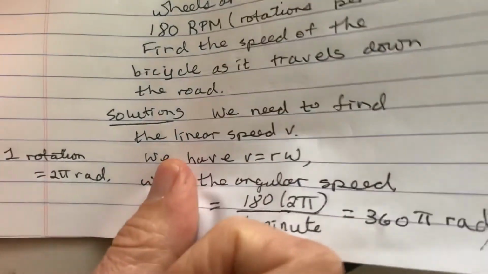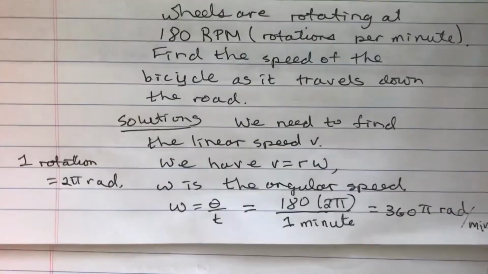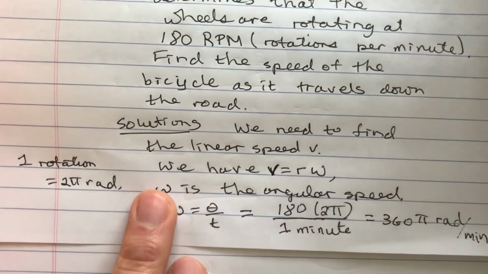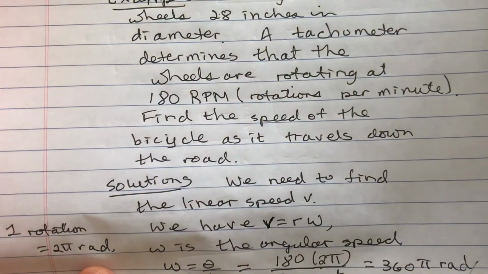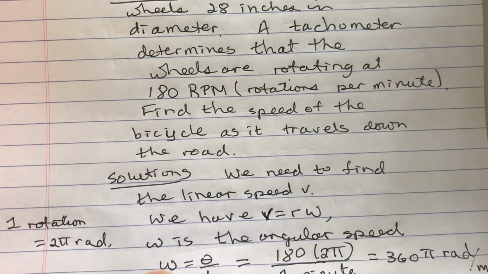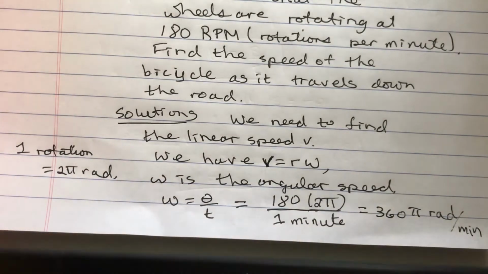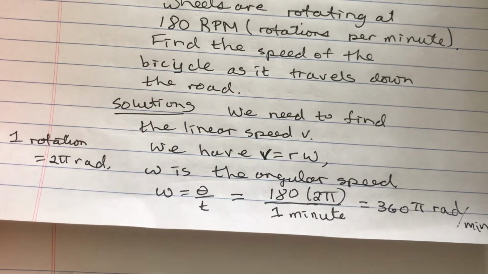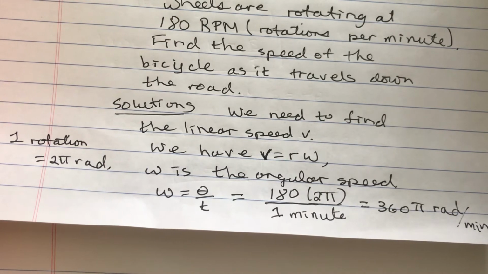Okay, so I have omega, and I can use this formula that V is equal to R times omega. So let's remind ourselves what R is. We want to use V equals R omega, and we have what omega is right there. R is 1/2 of the diameter. So R is going to be 1/2 of 28 inches. So therefore R is 14 inches.